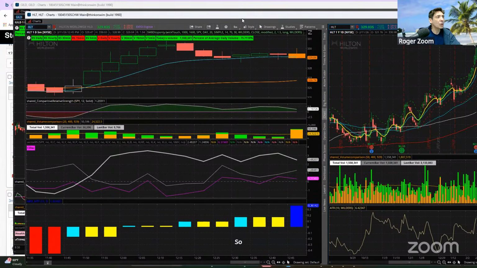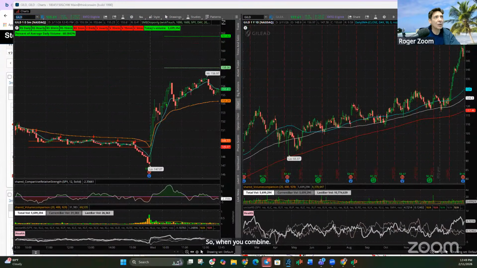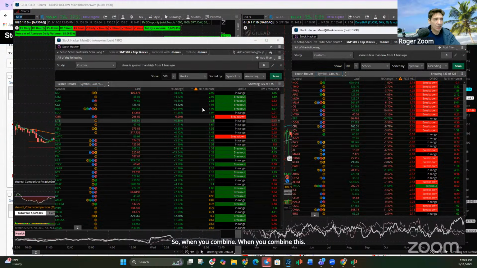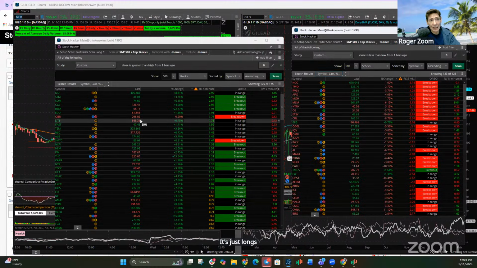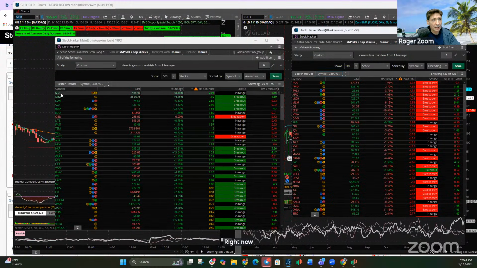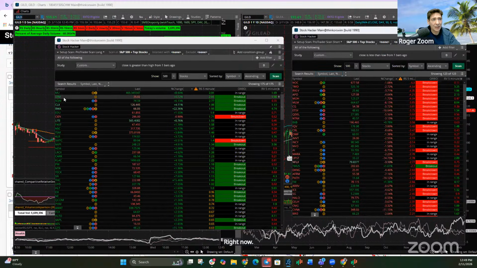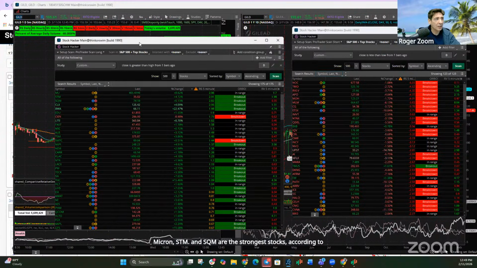So when you combine this, this is longs, this is short. So right now, Micron, STM, and SQM are the strongest stocks, according to this. Do you want to take a quick look at them? Let's see.